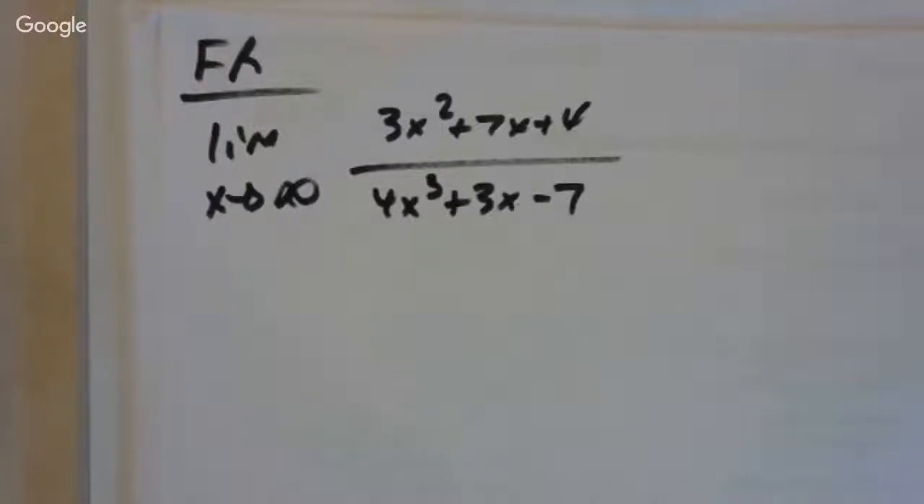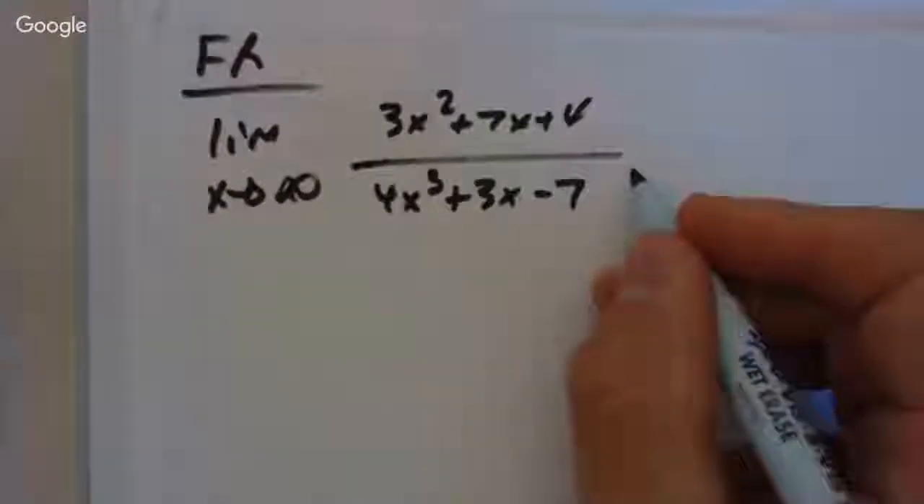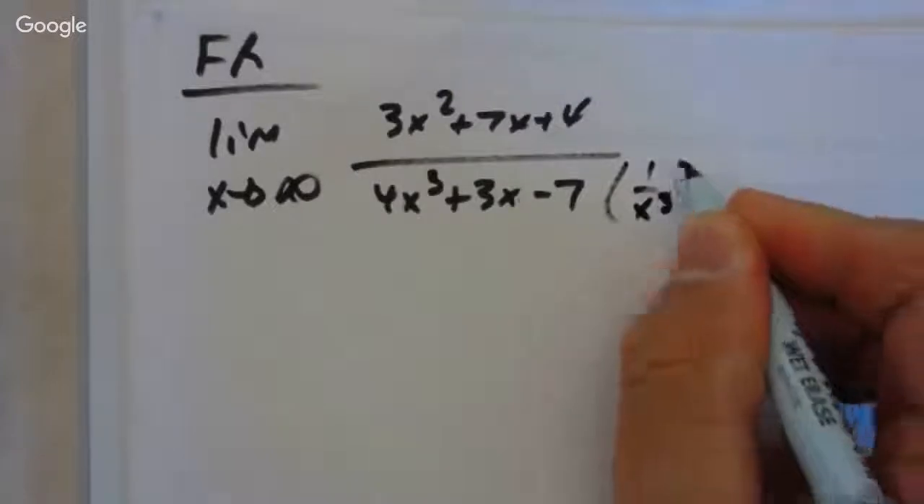You must use algebra to show this. You cannot just use intuition. So here's what you've got to do. What is the biggest exponent that's either on the top or the bottom? 3. So here's what we're going to do. We're going to multiply the top and the bottom by 1 over x cubed.